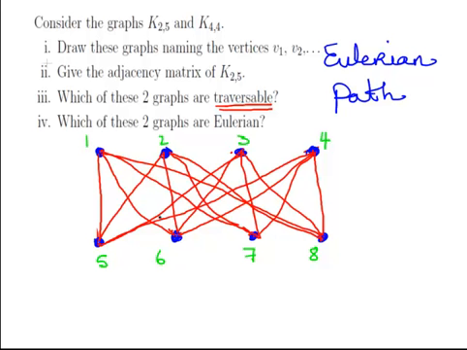So it is traversable. It has an Eulerian path, and that Eulerian path has the same beginning and end point, so it's an Eulerian circuit, so it's traversable and Eulerian. So that ends this presentation.